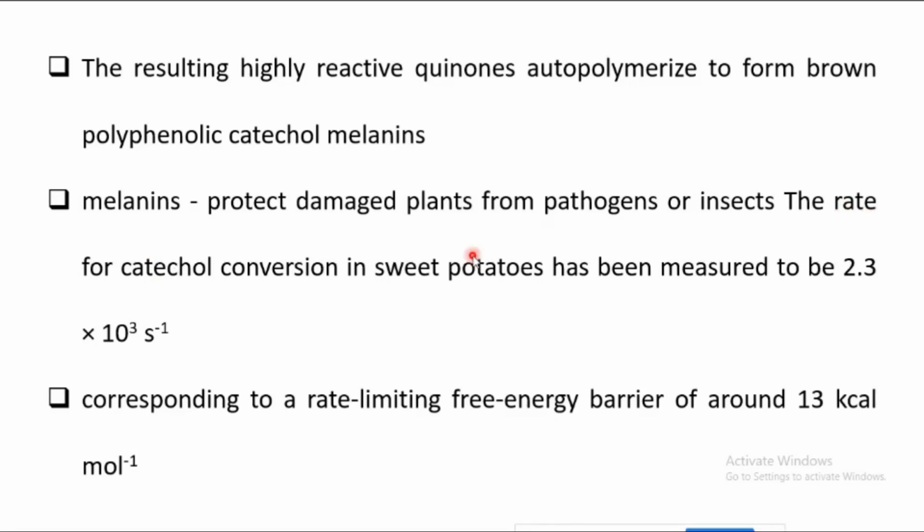The rate of catechol conversion in sweet potato has been measured to be 2.3 × 10⁻³. Per minute, 1000 molecules will be converted into orthoquinone. Around 10,000 molecules per second are converted into orthoquinone, and that will form the melanin.